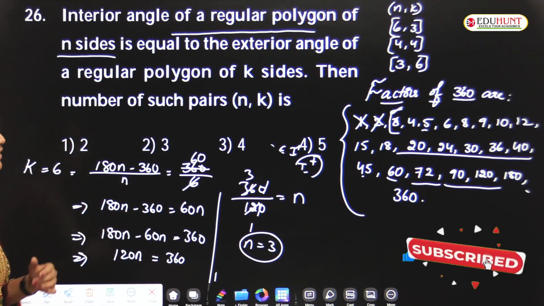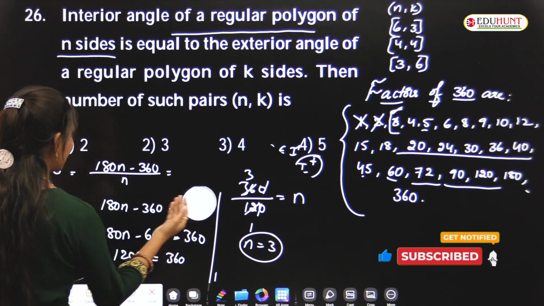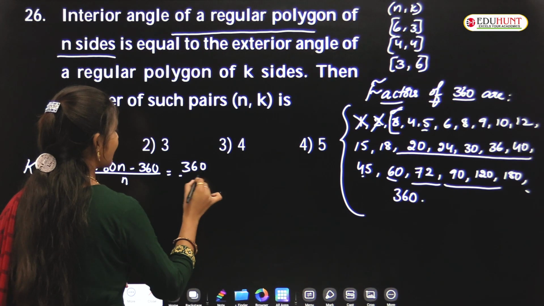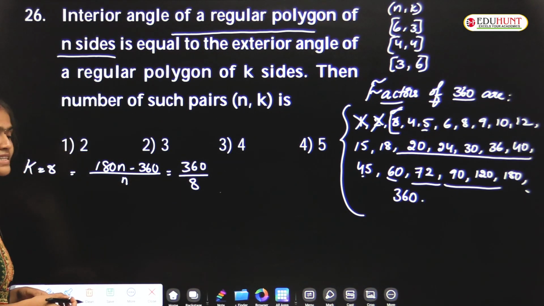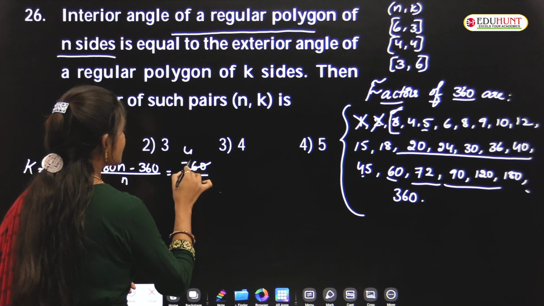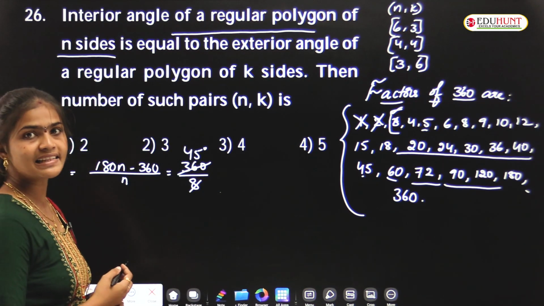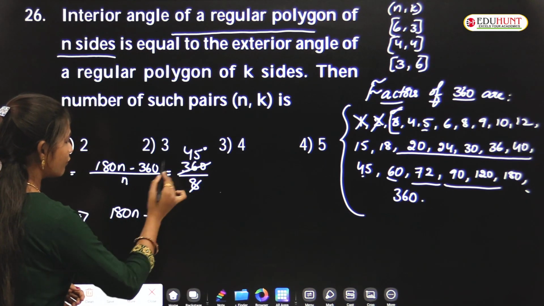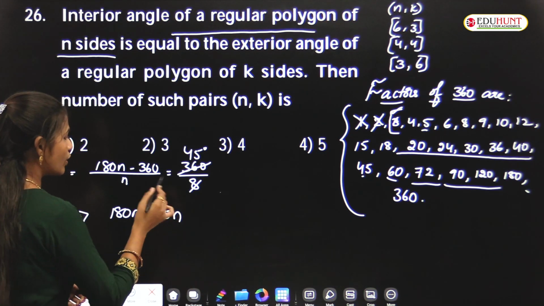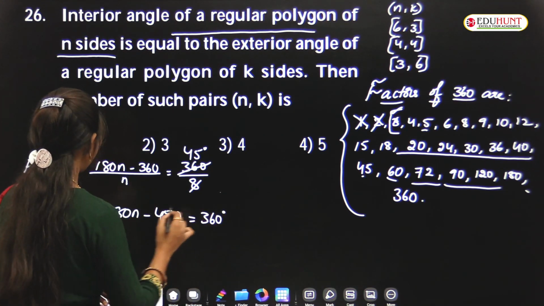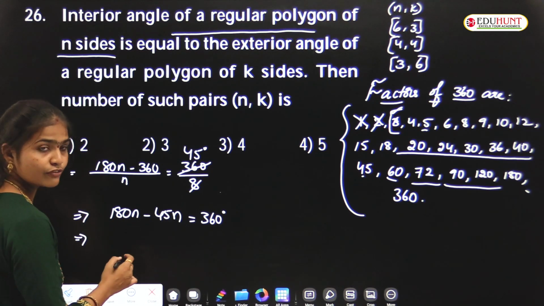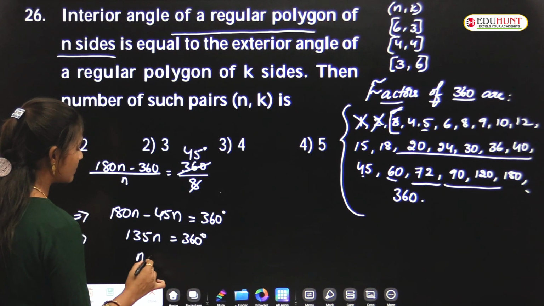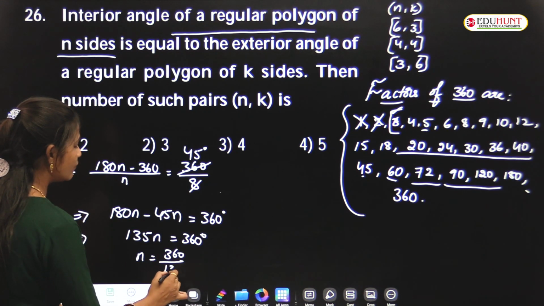Okay, now let us go for another value, that is k is equals to 8. So 360 by 8. Okay, so 360 by 8 is equals to how much? 8 4s 32, 8 5s 40. So 8 45s 360. So from this one, 180n minus 45n, directly I am writing this one. So 45n is equals to 360. So which is equals to 180 minus 45, that is 135n is equals to 360. So from this one, n is equals to 360 by 135.